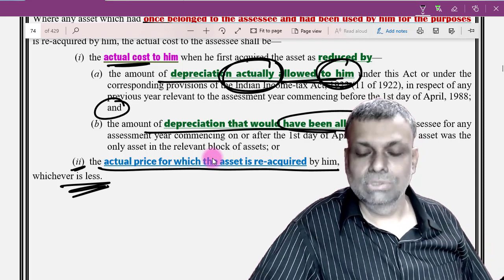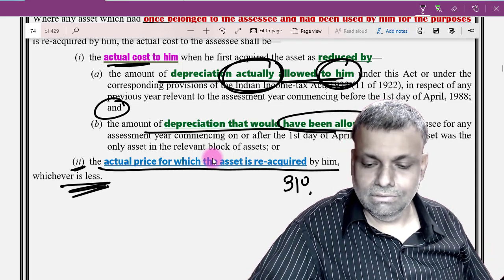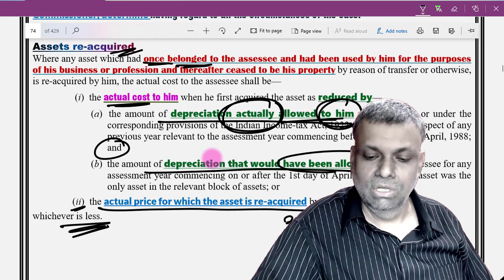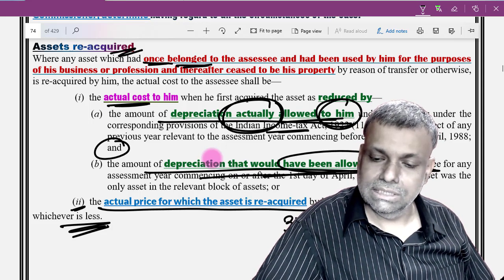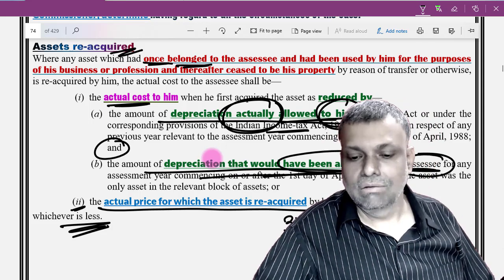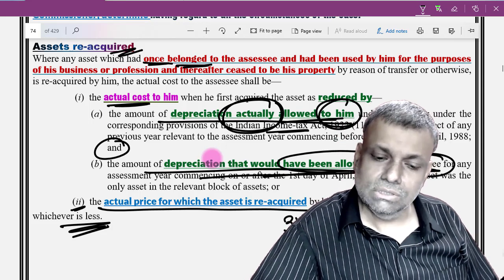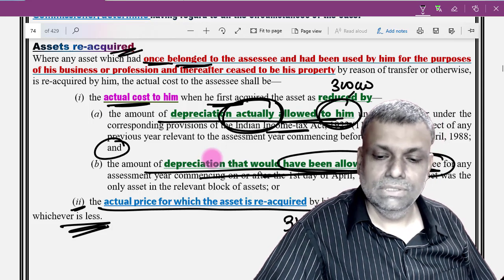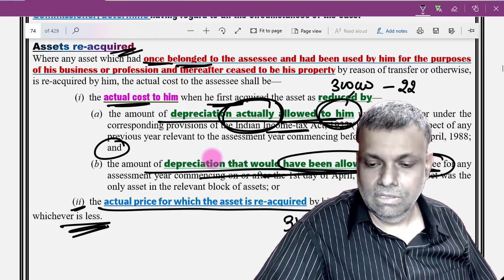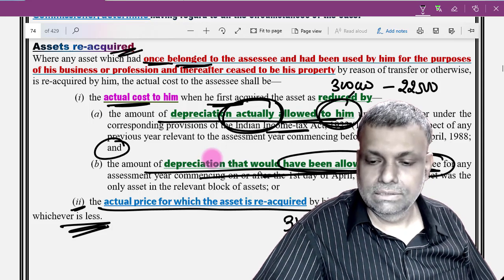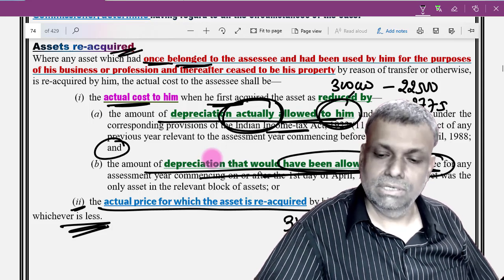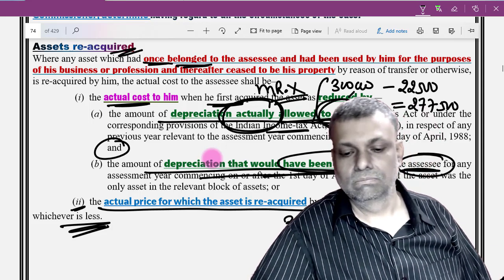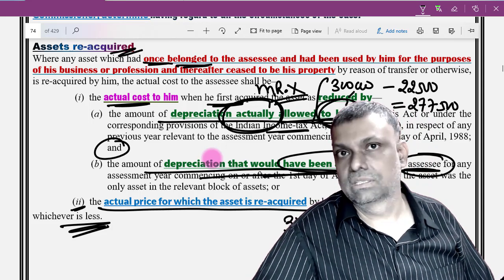So the actual price at which he has reacquired is 3,10,000, that is readily given to us. And how much is the depreciation which was actually allowed to him, or that would have been allowable to the assessee? The assessee is our Mr. X now. Whatever was the price at which it was first acquired was 3 lakhs. And in the first year, the depreciation that was given to him was 22,500, and the WDV was 2,77,500. This much only Mr. X has got. Mr. X got the depreciation in year number 1.